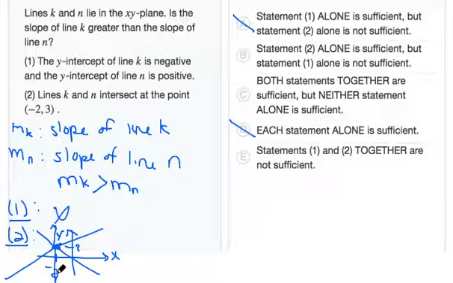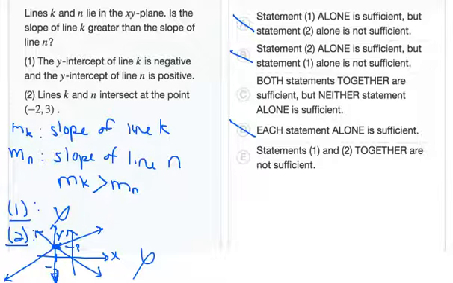So there's no way of telling what the actual slopes are if we only have one point where they intersect. Even though we know where they intersect, it still doesn't help us find the slope. So this statement alone is not sufficient. We can eliminate answer choice B. In addition, we can pick concrete values for each of the slopes and compare. We would find cases where mk would be bigger than mn and cases where it would not be true.